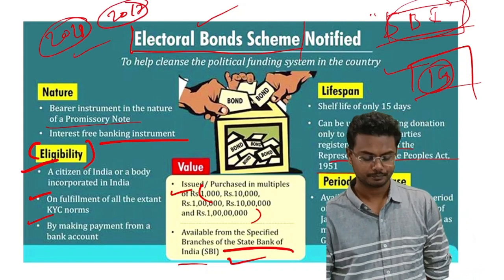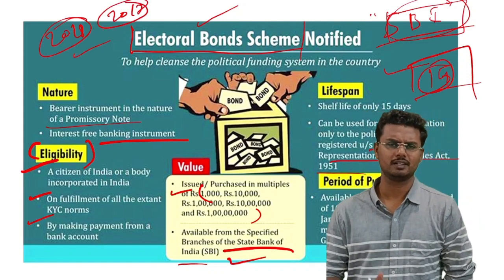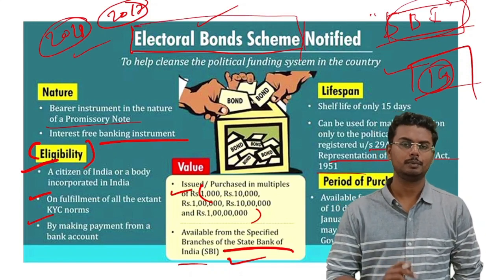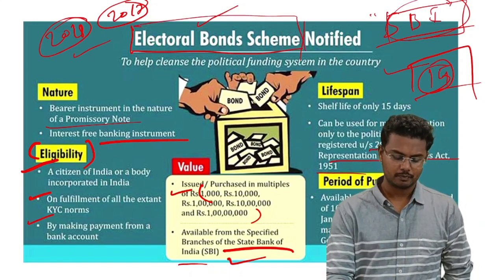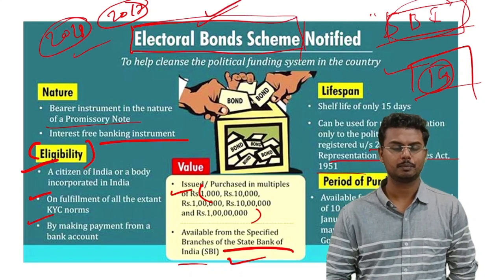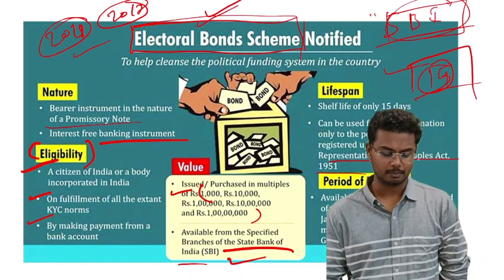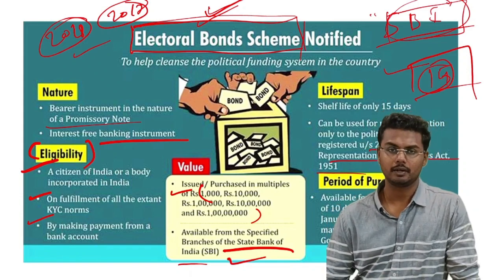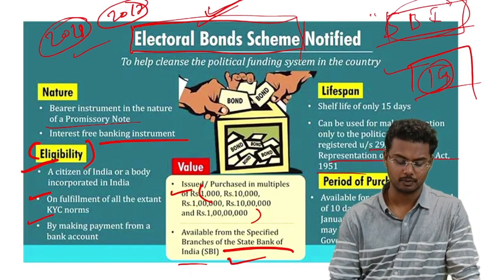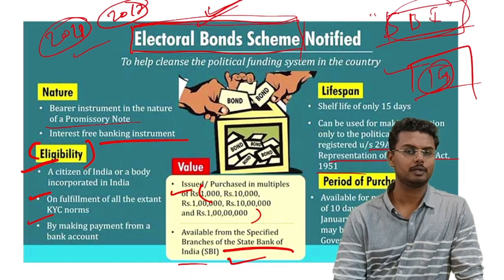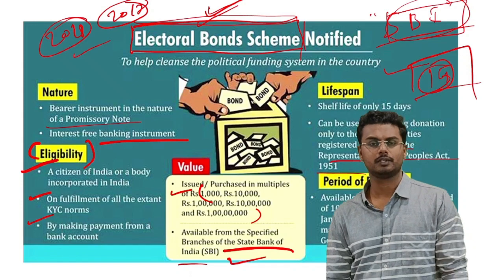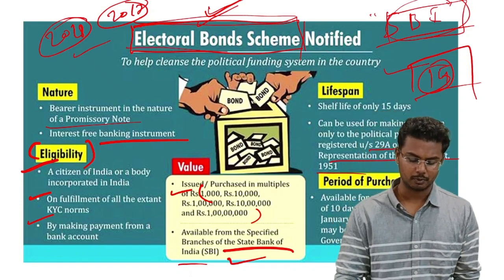Please remember, the biggest concern with respect to the implementation of electoral bond scheme is anonymity. You cannot actually write down the name of a person who is donating to a particular political party. Only the receiver's name can be mentioned on these bonds, whereas the donor's name cannot be explicitly mentioned on these particular bonds. So that is the biggest concern we have with respect to the electoral bond scheme.